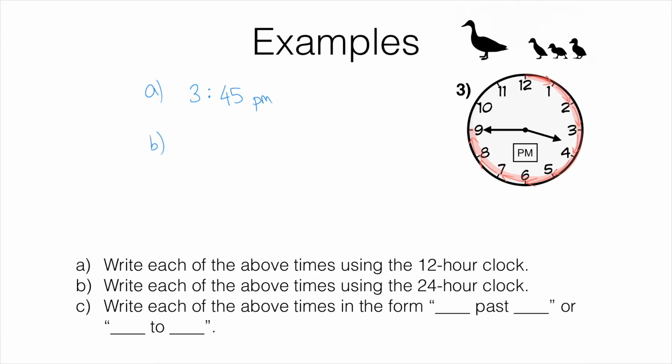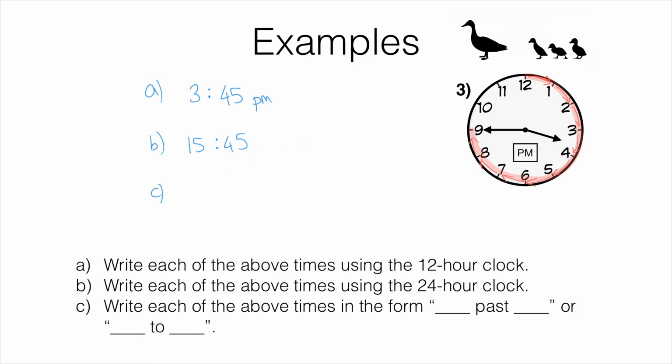We can turn that into the 24-hour clock. We are dealing with a PM time, so that is the afternoon. So after 12, we carry on counting up the hours. So 3 hours after 12 would be 15. 12 plus 3 is 15. So that gives us 15:45. And remember, for the 24-hour clock, you don't put AM or PM.